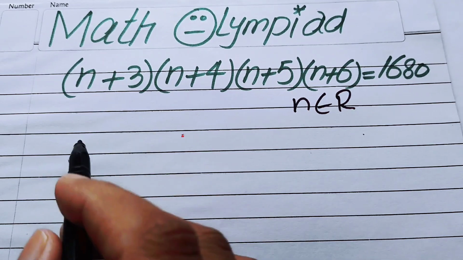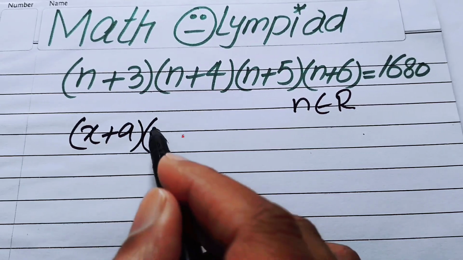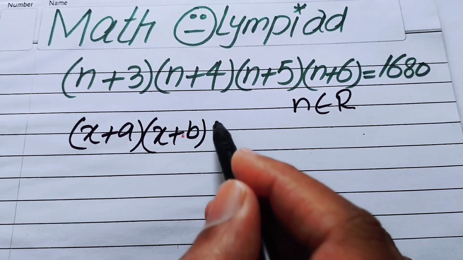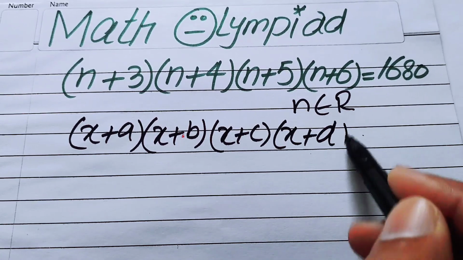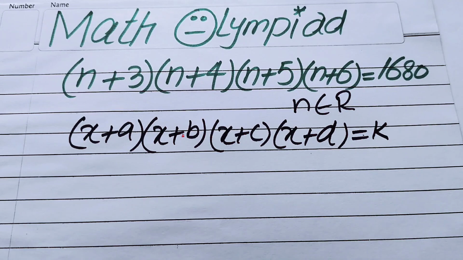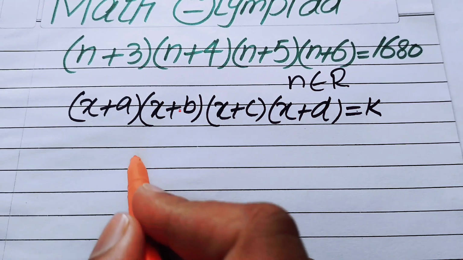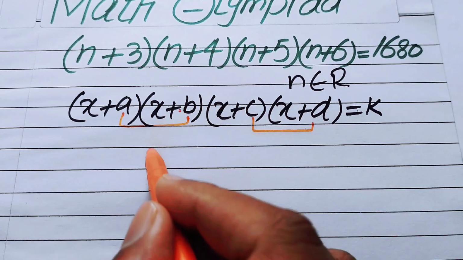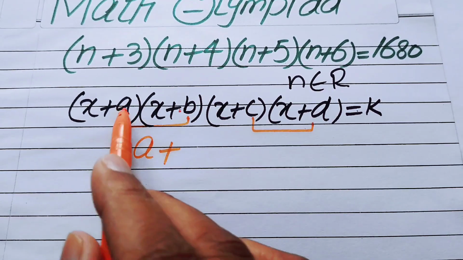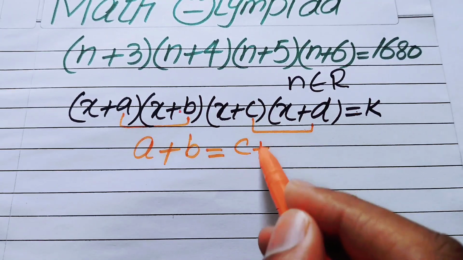First I can introduce the type of polynomial. If you have factors multiplied in this form, (x+a)(x+b)(x+c)(x+d) = k, some constant, you should remember that if you add these two terms and these two terms, you will get the same answer. If we add a plus b, it equals c plus d.